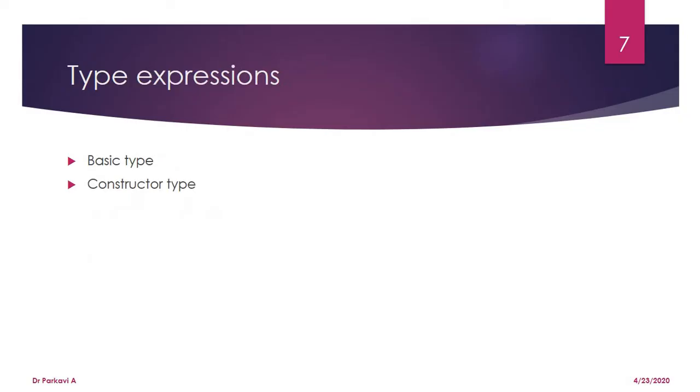So the type expressions may be basic types or they may be constructor types. The basic types may be types like integer, float, character, long int. These are some examples of basic types. Constructor types are like when you define a student structure or a student class. For all of them, we have to declare the variables or objects before we access the fields within the structure or within the class.